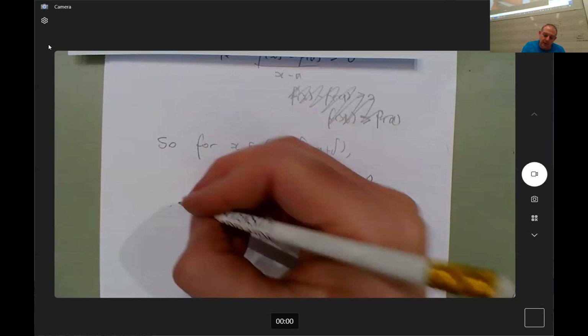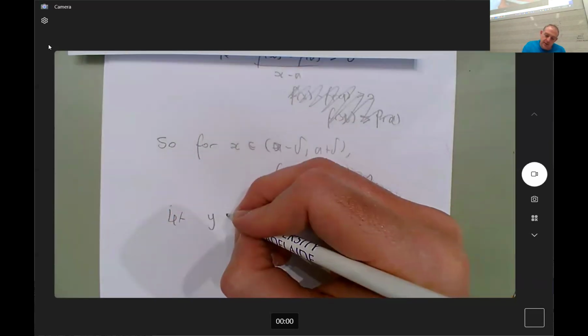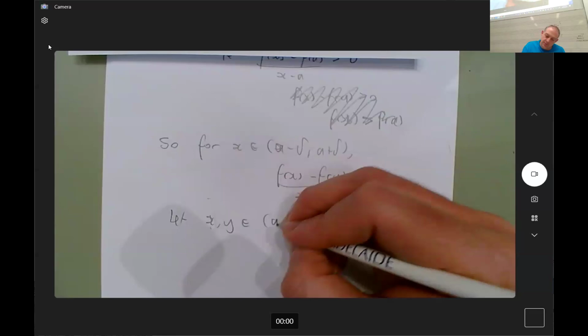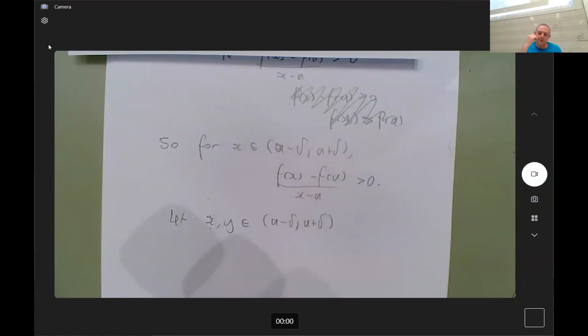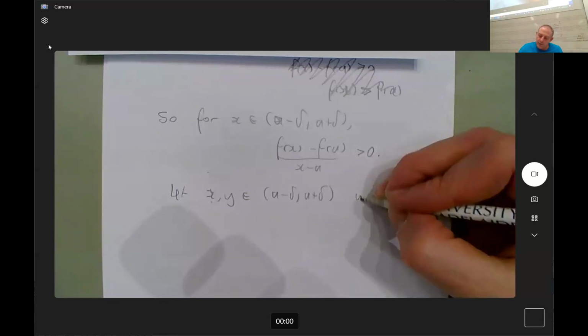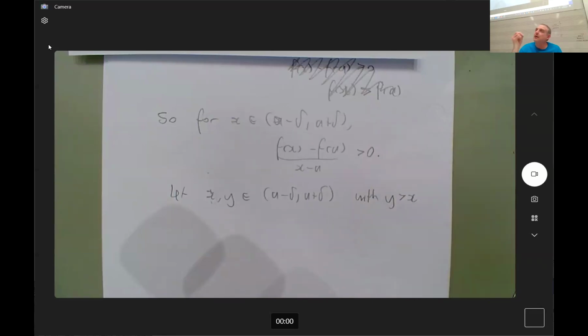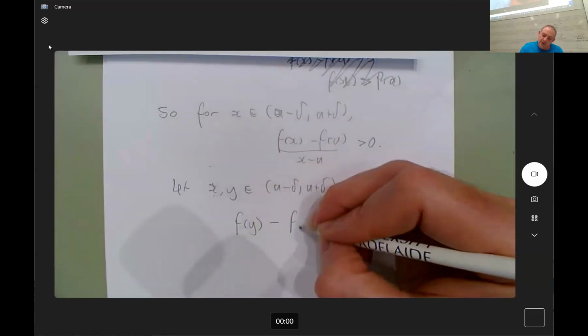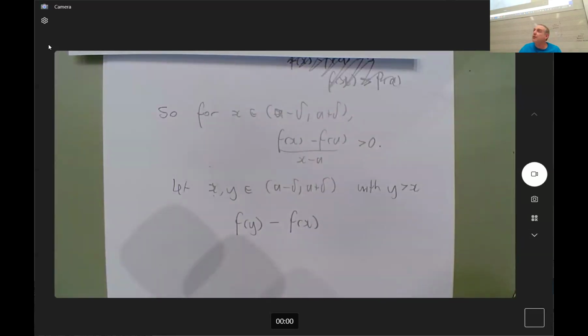So what about another one? Let x and y be in this interval, with y greater than x. What we want to show is that f of y is also more than f of x, because we want to show it's increasing. So f of y minus f of x, we would like to show that to be a positive number, because then that would mean f of y is more than f of x.